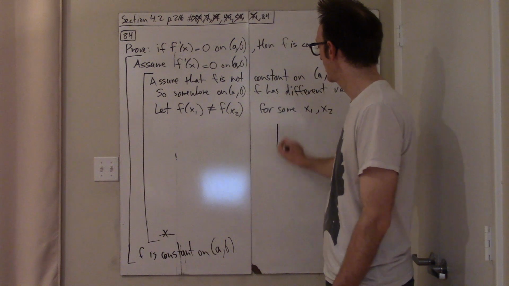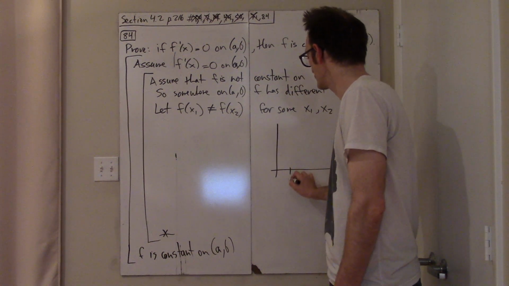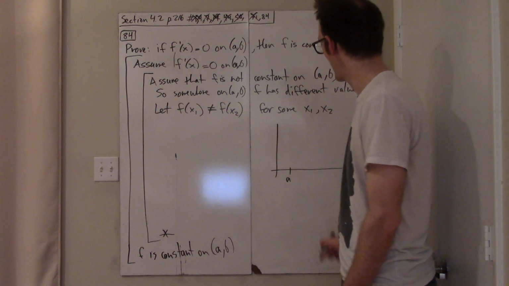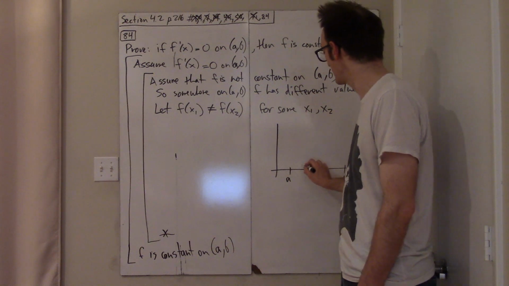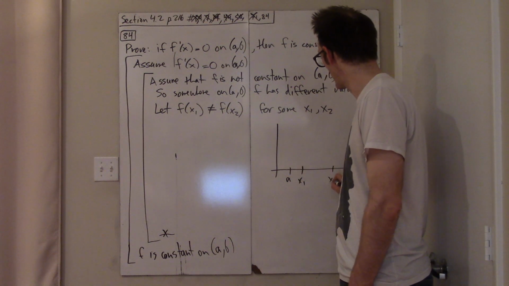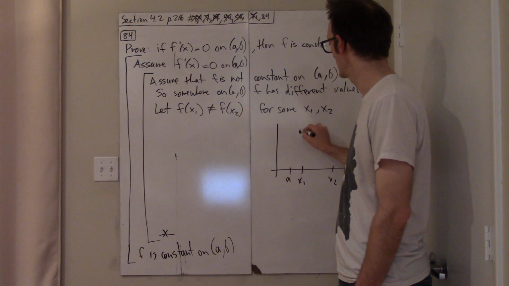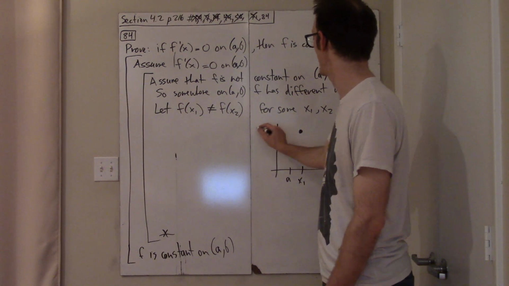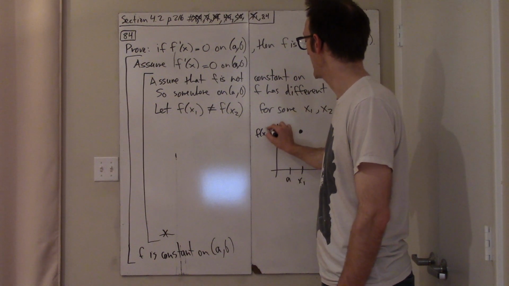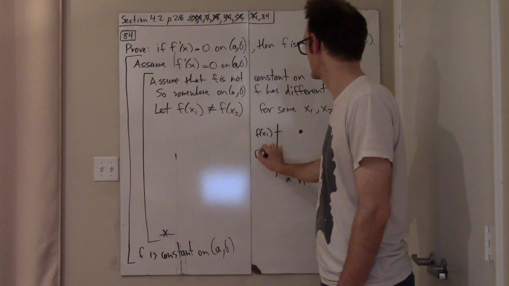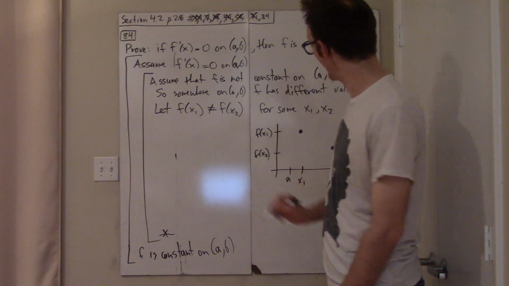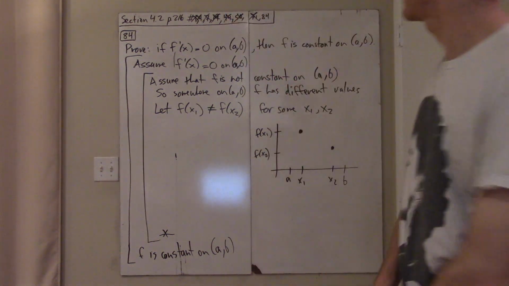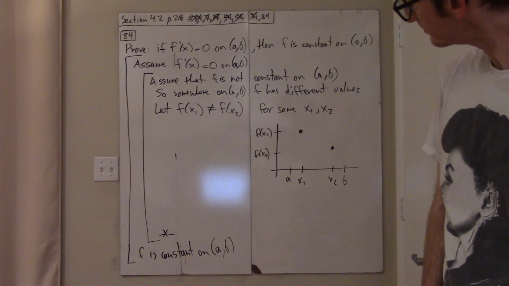Here's my function. Here's a, and here is b. And I want to show that this function is constant. Well, if it isn't constant, then somewhere it's got to be different. In other words, it must have some y value here, and some different y value here. So maybe that's f of x1, and that's f of x2. And now I am going to claim that this is in fact impossible.